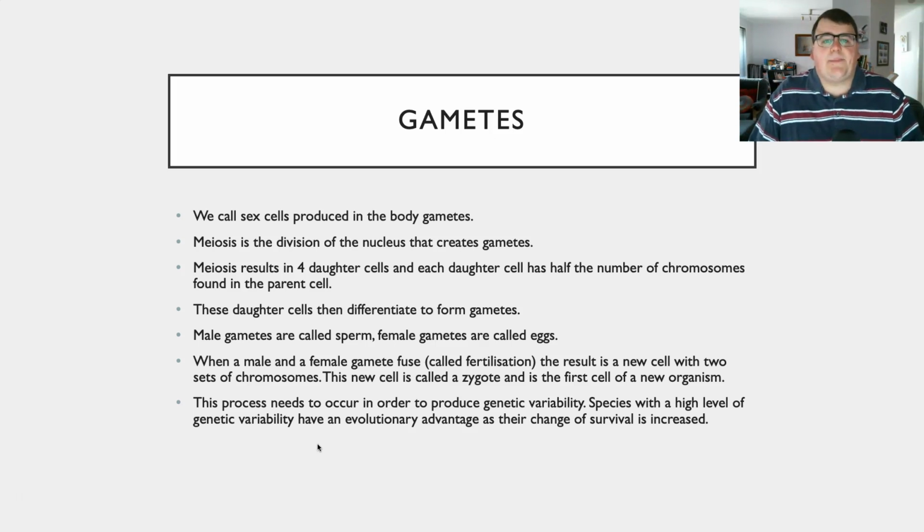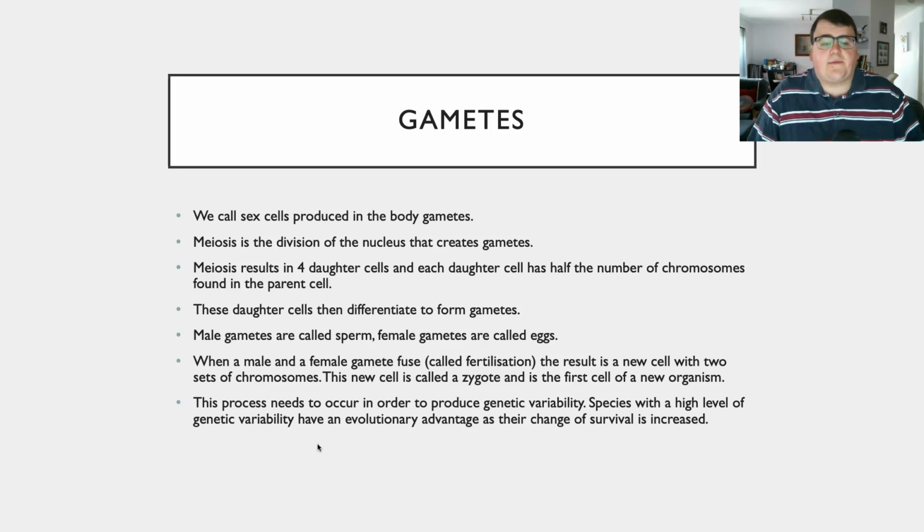So first off with the word I used before, gametes. Gametes are basically the sex cells in your body. And meiosis is the division of the nucleus that creates those gametes in your body. Meiosis results in 4 daughter cells, and each daughter cell has half the number of chromosomes found in the parent cell, so it's known as a haploid cell. Those daughter cells then differentiate to form gametes. Now male gametes are called sperm, female gametes are called eggs or ova.